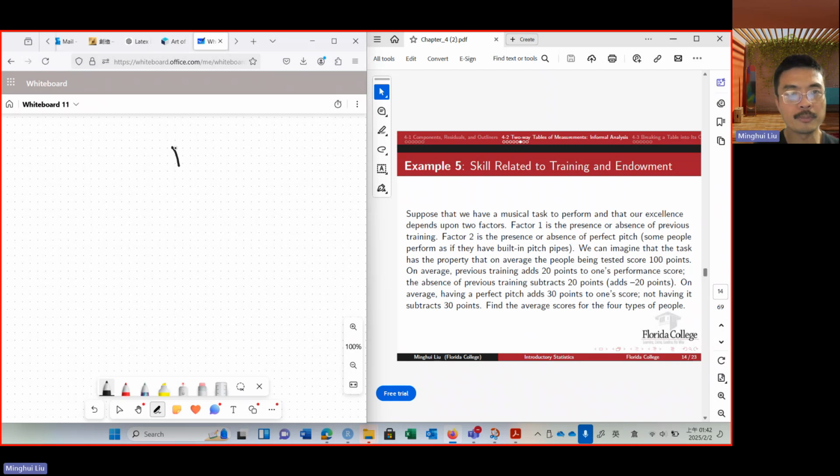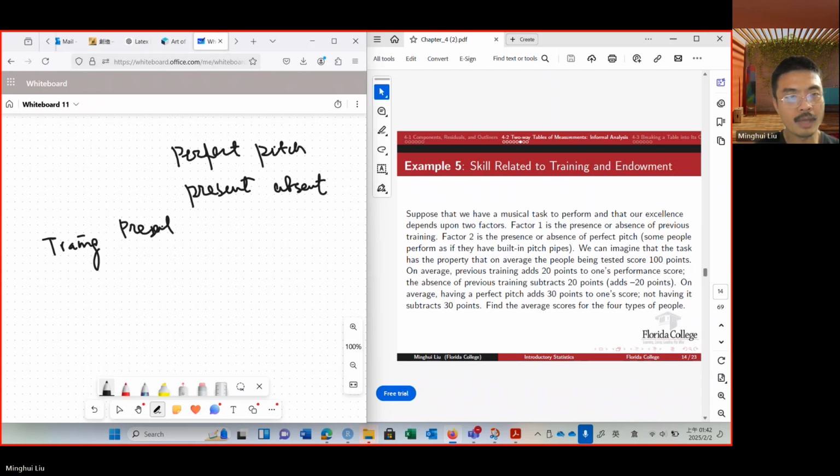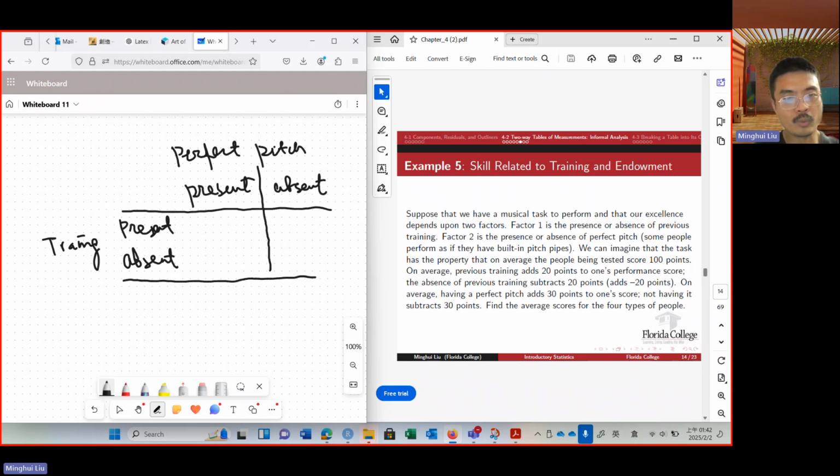So here is the perfect pitch. And here we have present, as well as absent. And also we can have the training. Of course, we divide people into present as well as absent. So now we can divide people into four different categories, depending on what they have and what they don't have before.